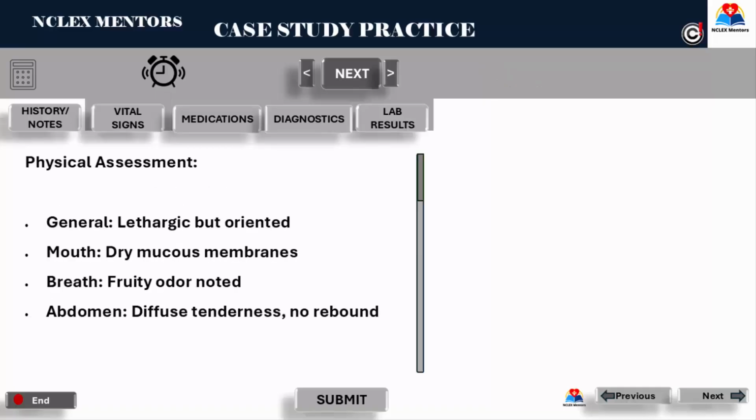Her physical assessment shows dry mucous membranes, a clear sign of dehydration. Fruity breath odor. This is important because it's a classic sign of diabetic ketoacidosis, DKA, which occurs when there's a lack of insulin leading to fat breakdown and ketone formation.